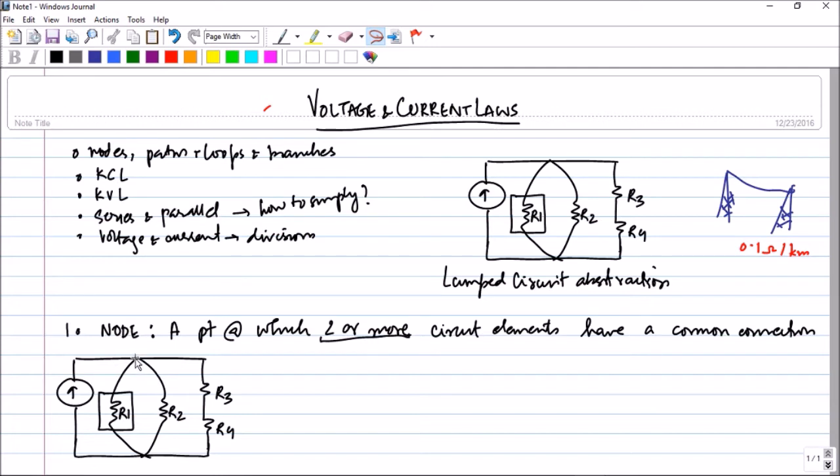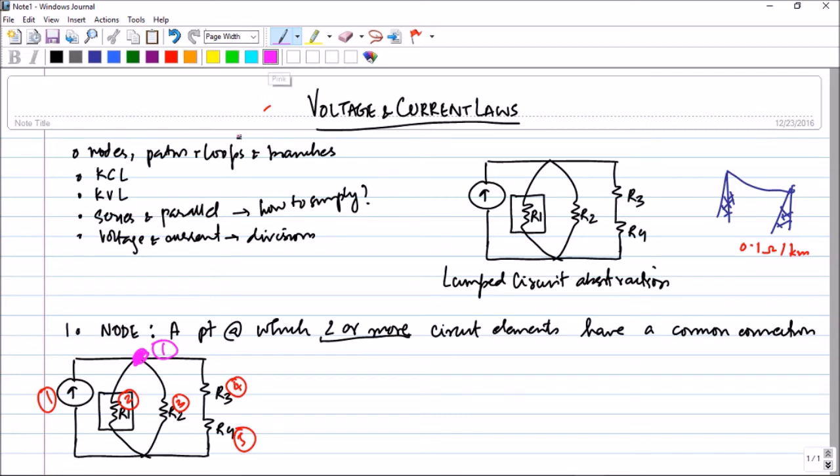Now let us see this particular point here. Intuitively, you can understand that it is a node. Why? Because of the circuit elements here. Let me name them: circuit element number 1, circuit element number 2, number 3, number 4, and number 5. So you have 5 circuit elements. Let us look at the nodes. This point here has 1, 2, 3 and 4 circuit elements connecting to it. Therefore, I will call that a node. It is our node 1.